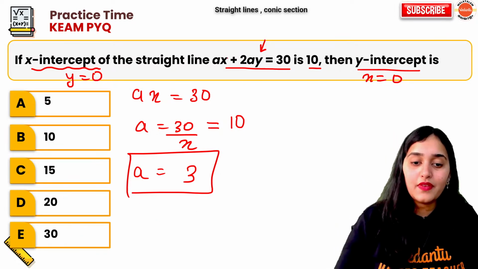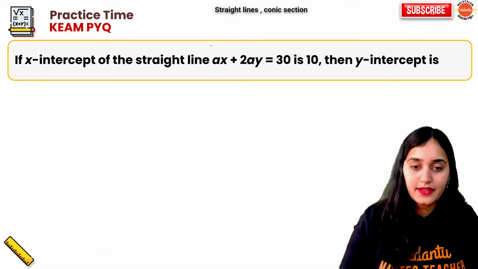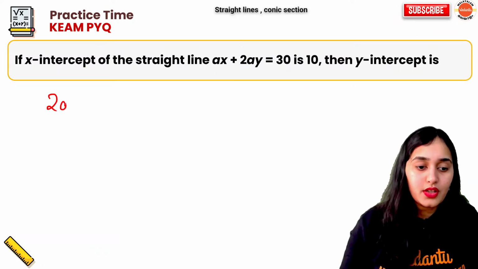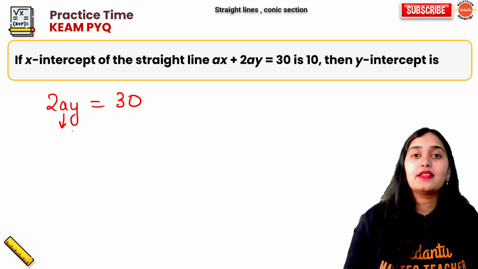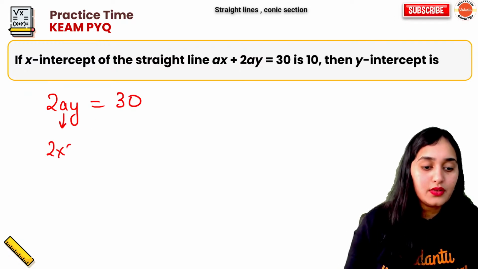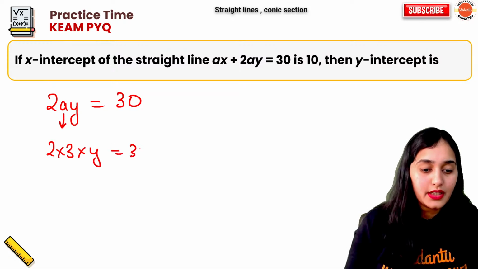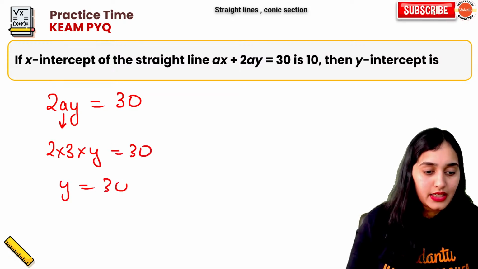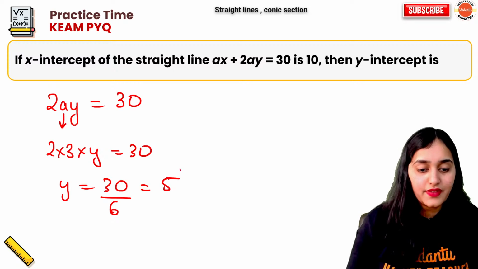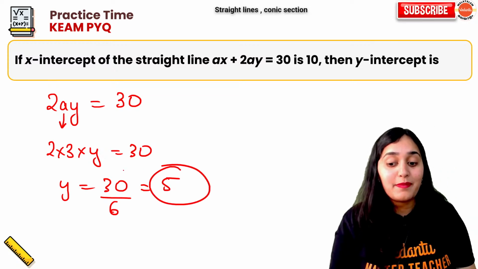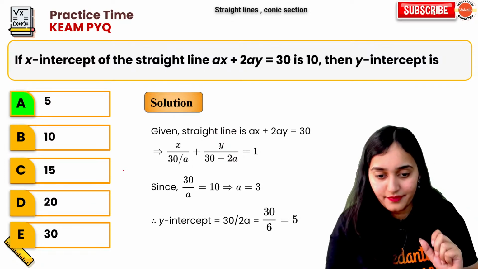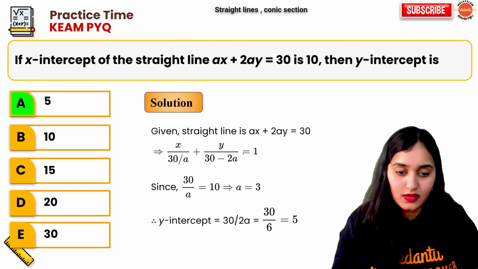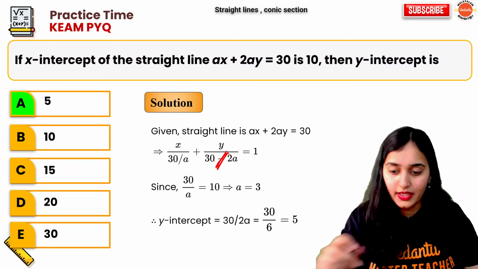Okay. Now you want the y-intercept. Now the y-intercept will be what? When x is 0. So just put x as 0. So 2ay is equal to 30. Now a is 3. So 2 into 3 into y is equal to 30. So y will be 30 by 6. 6 5s are 30. So your y-intercept is option A, 5. This is not minus 2a, this is divided by 2a.